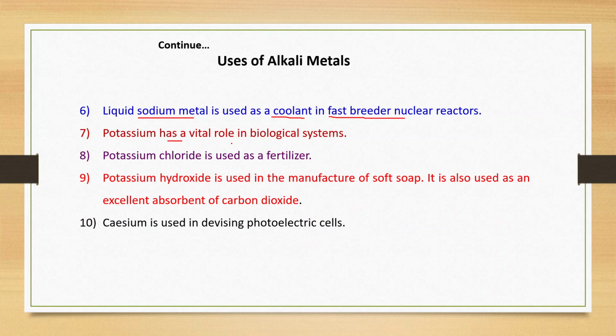Potassium has a vital role in biological systems. Potassium chloride is used as a fertilizer. Potassium hydroxide is used in the manufacture of soft soap. It is also used as an excellent absorbent of carbon dioxide. Actually, carbon dioxide is acidic in nature and potassium hydroxide is basic in nature. And cesium is used in devising photoelectric cells.